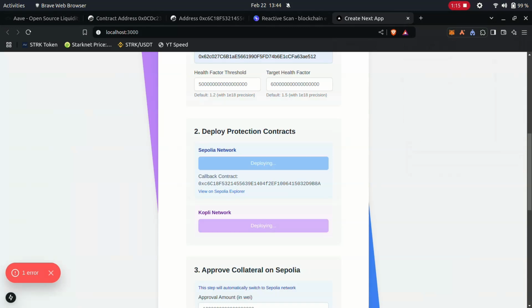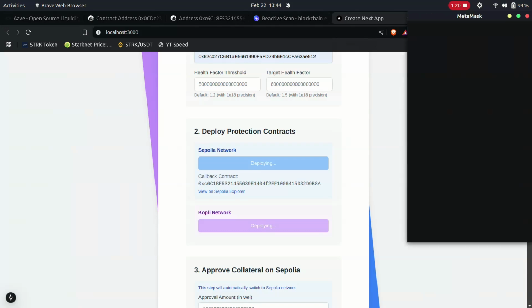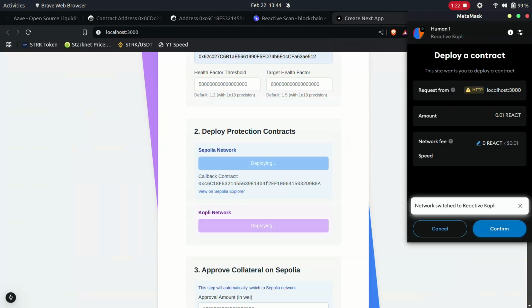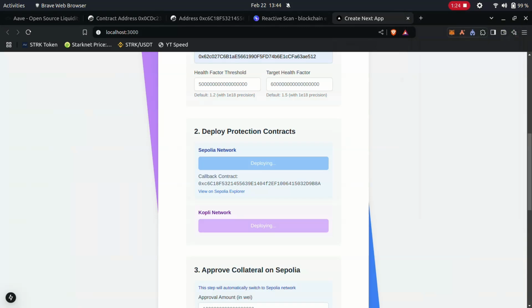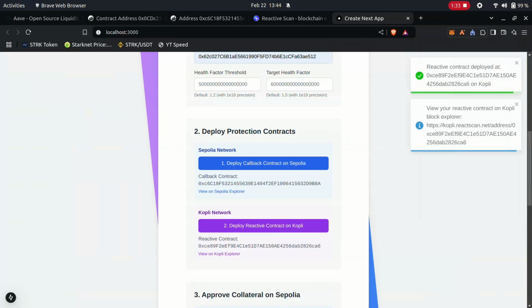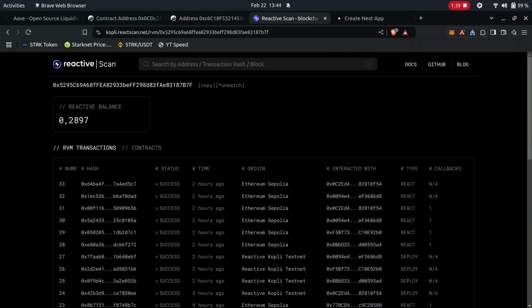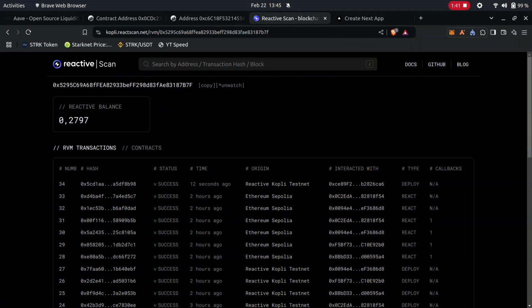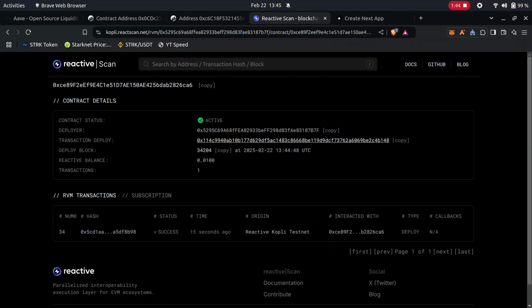So as you can see, I have deployed both of these smart contracts, and now I am going to approve the collateral on Sepolia. So let's just wait for it. Another benefit of this protocol is that you are not locking in any of your assets, which means that these assets can be better used at other places, which can generate a higher yield. Okay, so approval is done, I think.